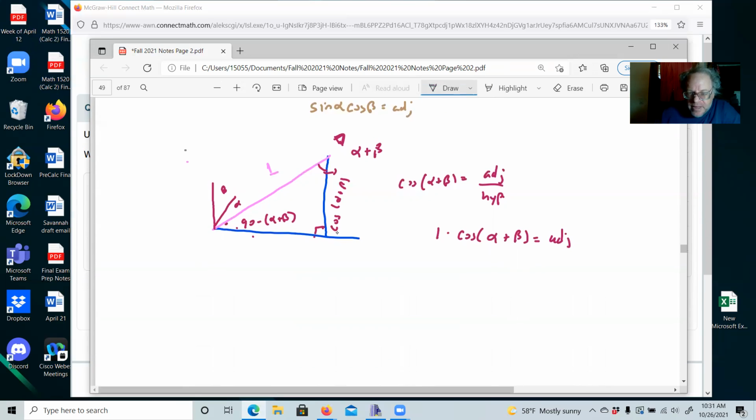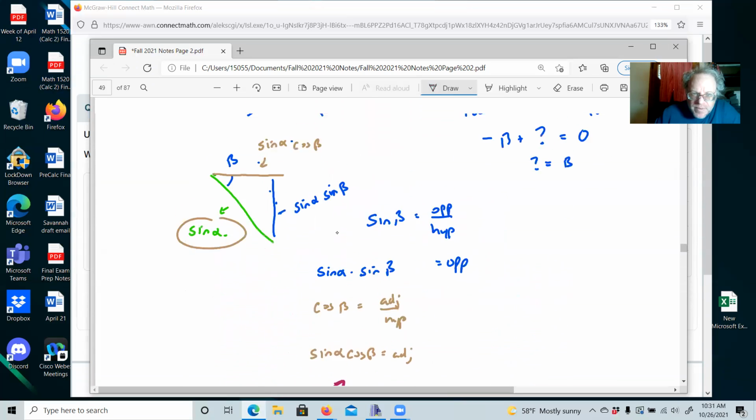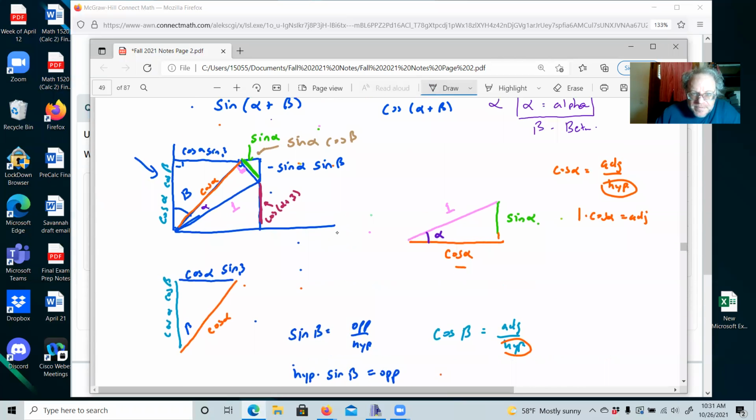Okay, so we want the sine of alpha plus beta. That's equal to the opposite over the hypotenuse. So the hypotenuse, right, that was 1. So this side here, this thing here, this was sine of alpha plus beta. Okay. And now we're going to do something magical.